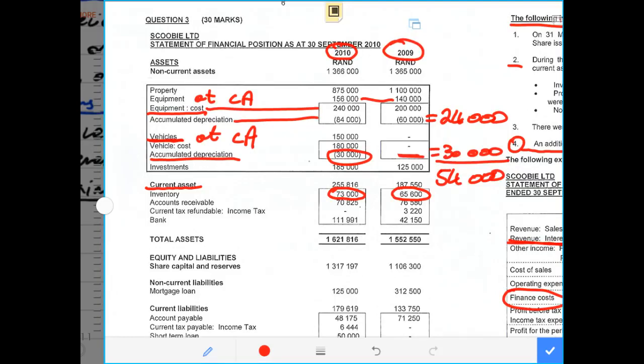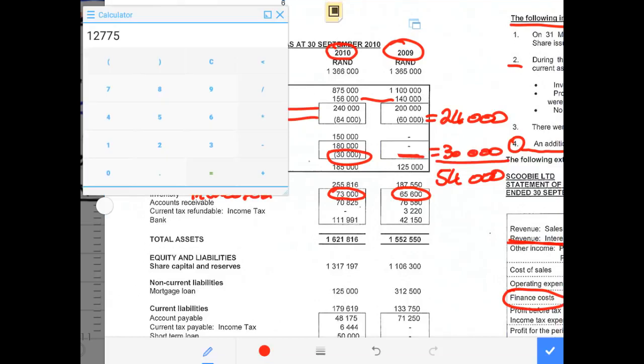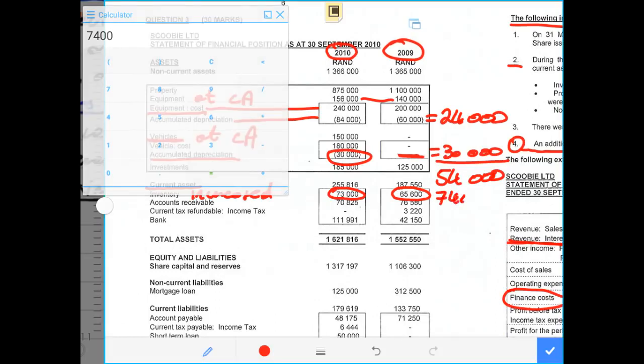So now we see that inventory increased by the difference. Inventory increased from 65,600 to 73,000 rands. And we need to determine the amount by which our inventory increased. Therefore now it is 73,000 rands minus 65,600, and our inventory increase is 7,400 rands. That is the amount by which our inventory increased.